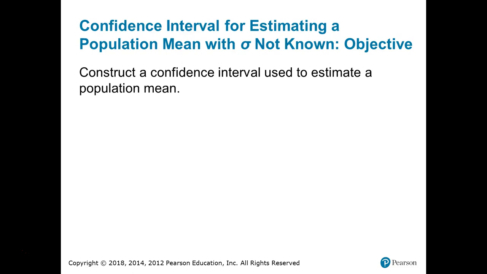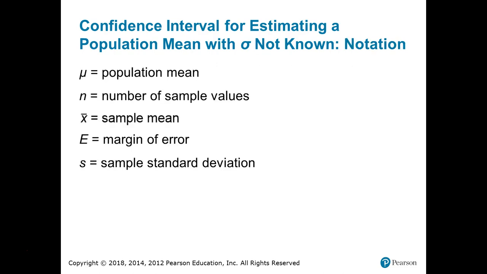So, confidence interval for estimating a population mean with sigma not known. We are going to construct a confidence interval used to estimate a population mean. Here are your symbols. We should know by now that mu is the population mean, x bar is the sample mean, n is the number of sample values, capital E is margin of error, and lowercase s is the sample standard deviation.